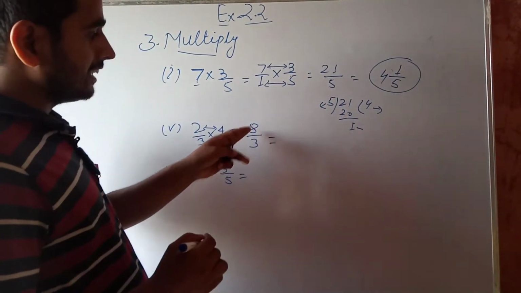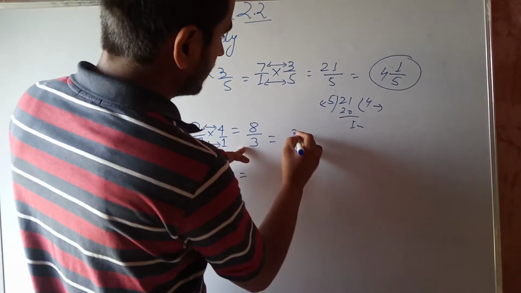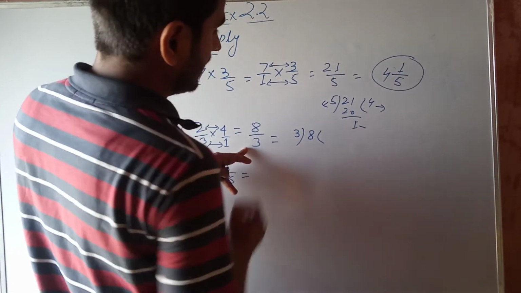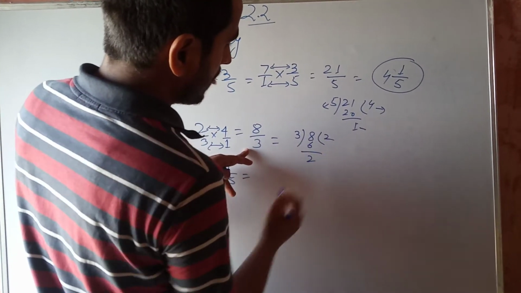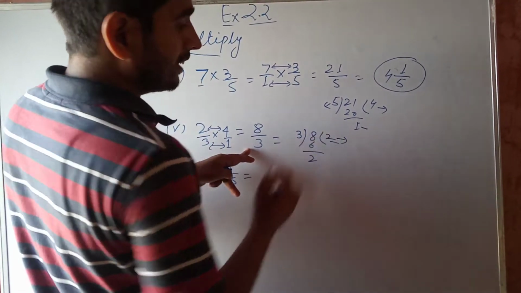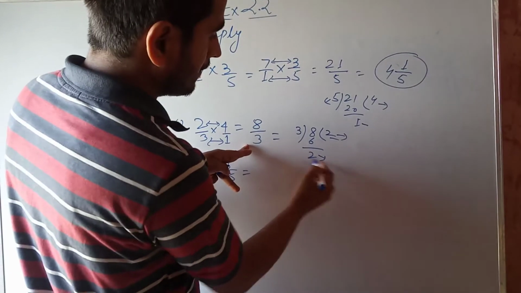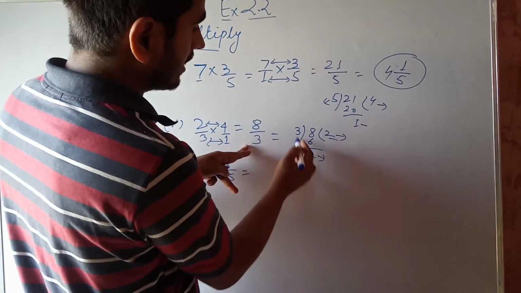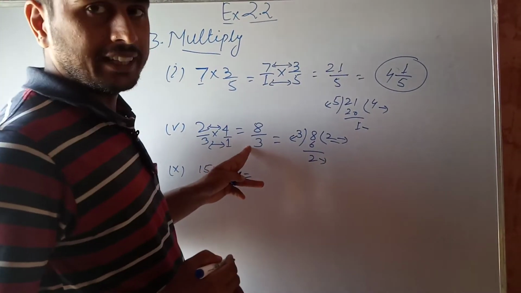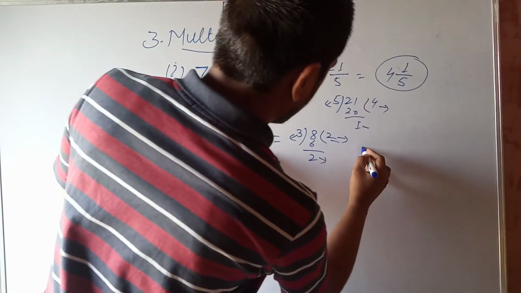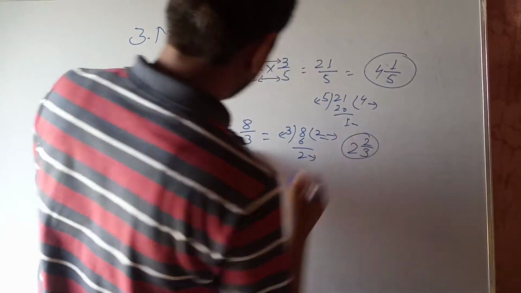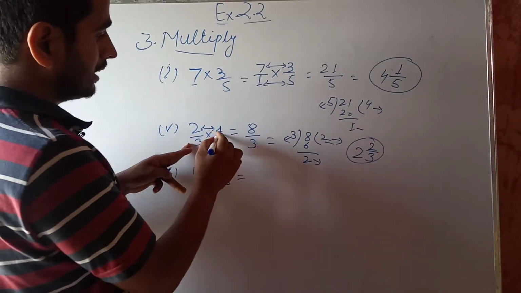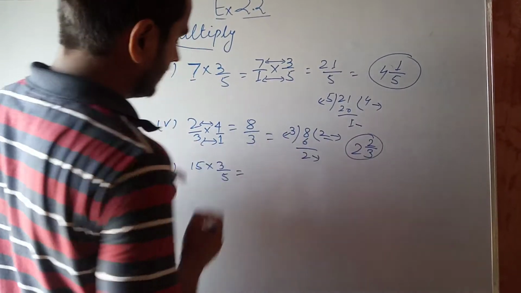Again we will convert this 8 by 3 into a mixed fraction. So what do we do? We divide 8 by 3. 3 twos are 6. 8 minus 6 is 2. This quotient will be written as the whole part, this remainder will be written as numerator and this divisor will be written as denominator. So the mixed fraction is 2 whole 2 by 3. So the value of 2 by 3 multiplied by 4 is equal to 2 whole 2 by 3.